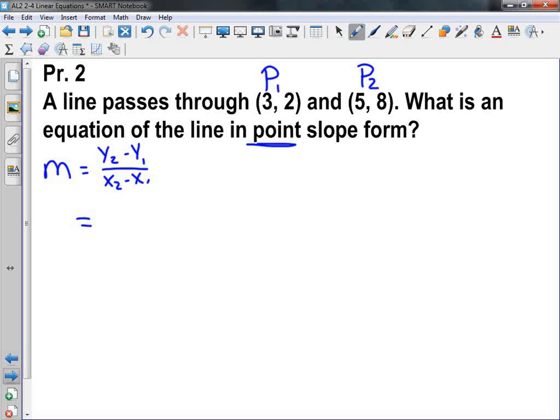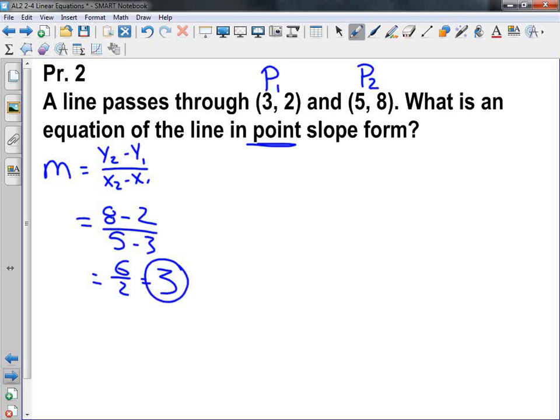Would it give you a different answer if you switch those 2 around? No. Same answer, okay? Just different ordering of things, right? So y2 is 8 minus y1 is 2. x2 is 5 minus 3. 6 over 2, which is? Yep. So that's my slope, right?